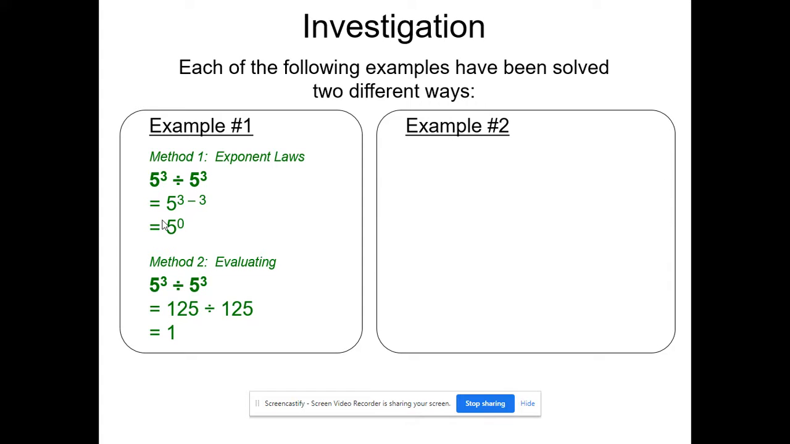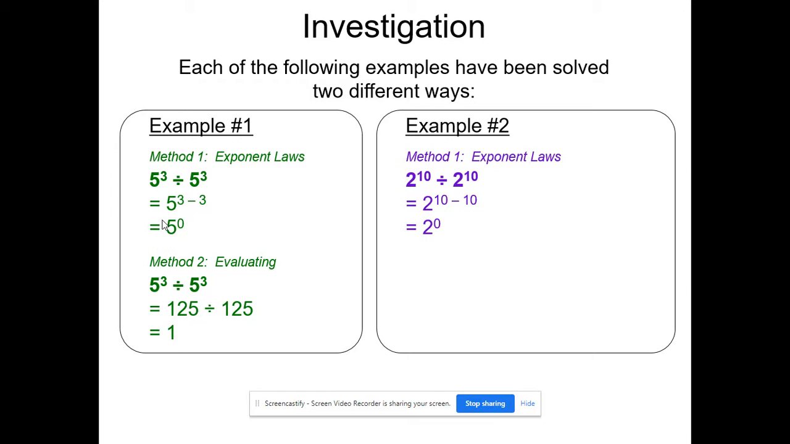We're going to look at example 2. So same thing. We're going to use exponent laws first. I have 2 to the power of 10 divided by 2 to the power of 10. So when you're dividing, if you have the same base, you can subtract the exponents. So I get 2 to the power of 10 minus 10, and 10 minus 10 is 0. So I get 2 to the power of 0.